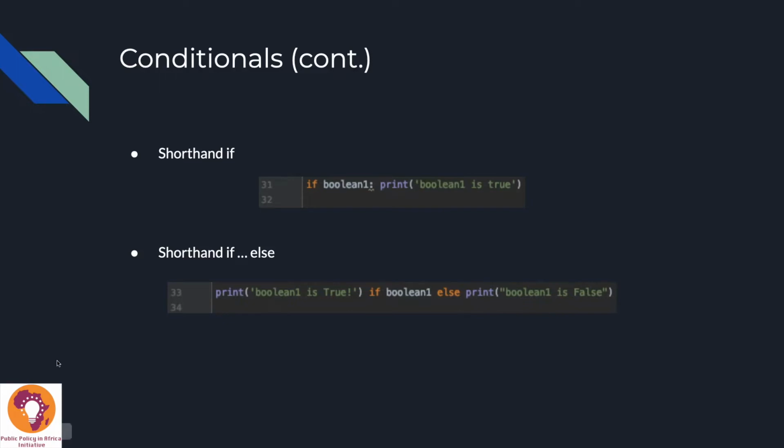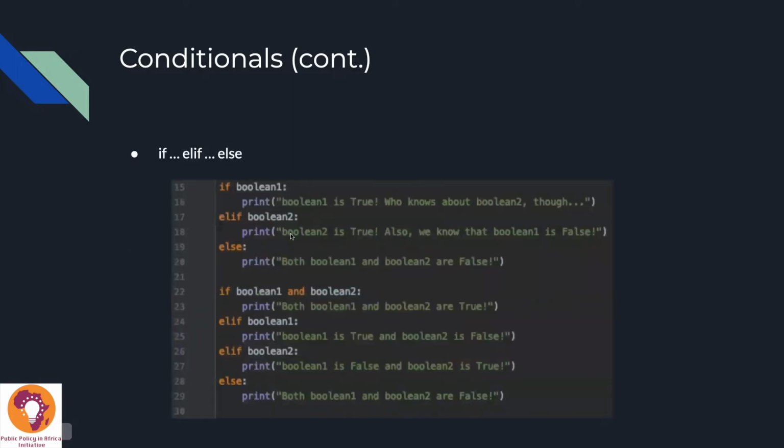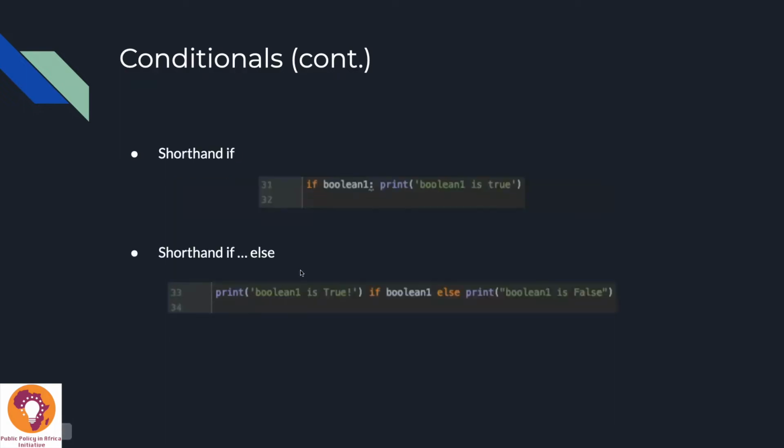It's much more readable and easier to understand to do what's here, where we have all these different sections. But yeah, just know that there is the shorthand if else where you can do print Boolean 1 is true if Boolean 1. So if Boolean 1 evaluates to true, then this line of code is executed. Else we print Boolean 1 is false.